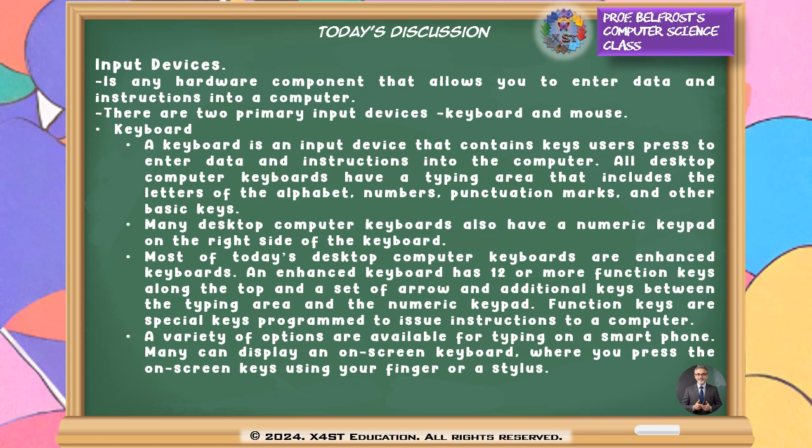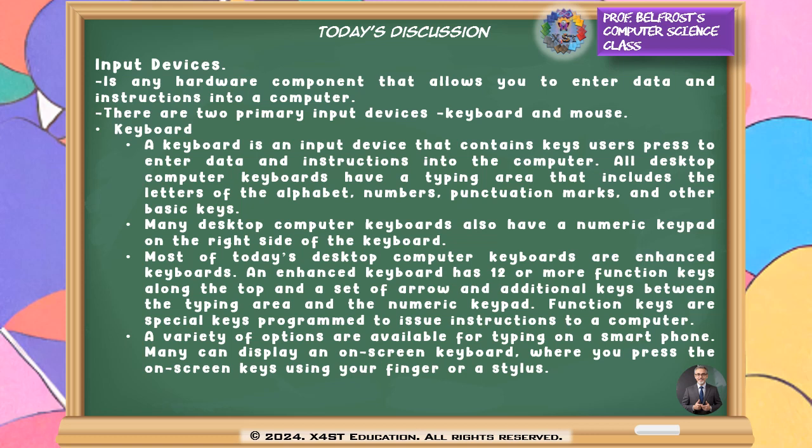Okay, so we cover input devices. There are many input devices actually, but we will mainly cover keyboard and mouse. Okay, so what is an input device? An input device is any hardware component that allows you to enter data and instructions to the computer. There are two primary input devices: keyboard and mouse. A keyboard is an input device that contains keys that users can press to enter data and instructions into the computer. Okay, so it has letters of the alphabet, numbers, function keys, numeric keys, lock keys, and any other keys. Okay, so most of today's desktop computers have enhanced keyboards.